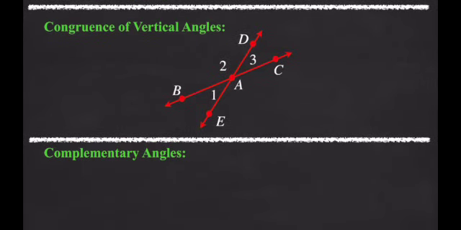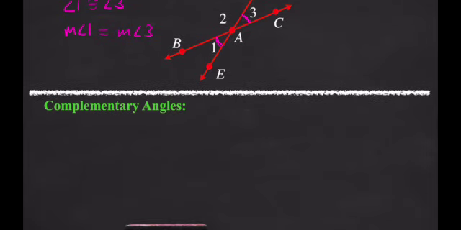Congruence of vertical angles. Vertical angles are congruent. Remember what congruence means. Congruence means that they are equal in measure. So we can say that angle 1 and angle 3 are congruent. Angle 1, remember this is our symbol we use for congruence, is congruent to angle 3. And congruence means that the measure of angle 1 equals the measure of angle 3. That's what it means to be congruent. They have the same measure, the same degree.